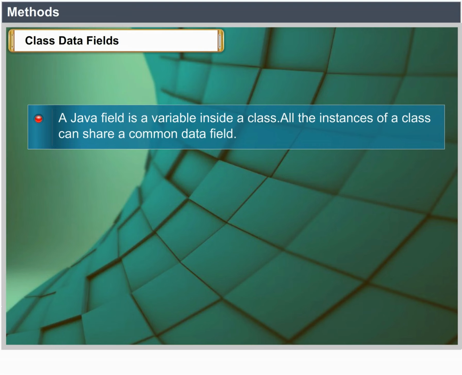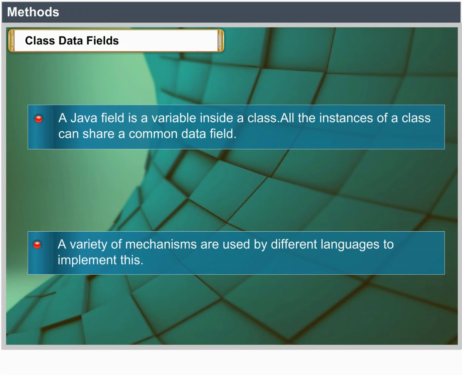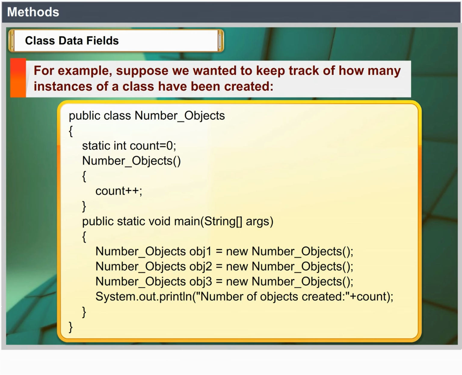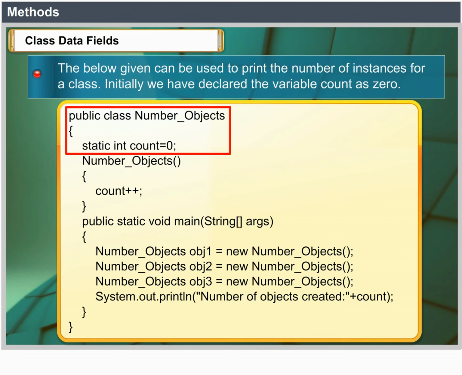Class data fields. A Java field is a variable inside a class. All the instances of a class can share a common data field. A variety of mechanisms are used by different languages to implement this concept. For example, suppose we wanted to keep track of how many instances of a class have been created. The below given program can be used to print the number of instances for a class.